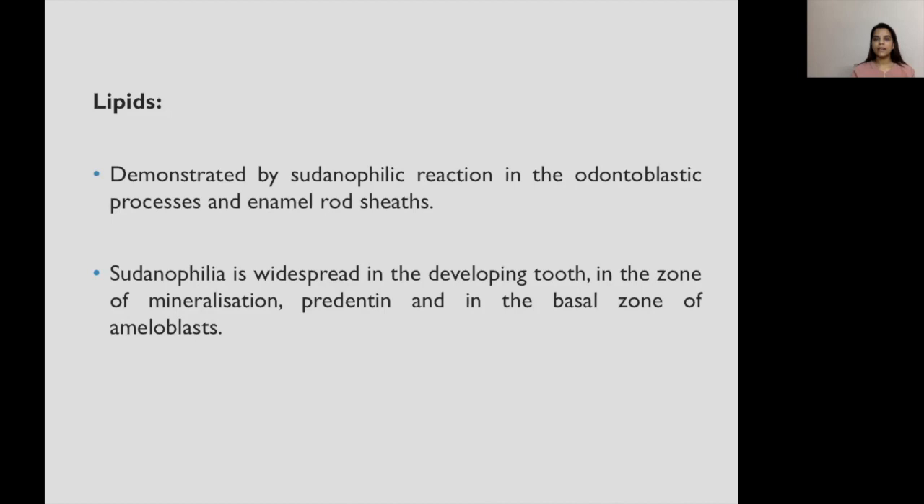Then lipids, they are demonstrated by sudanophilic reaction in the odontoblastic process and enamel rod sheaths. Sudanophilia is widespread in the developing tooth, in the zone of mineralization also, in predentine also, and in the basal zone of ameloblasts.